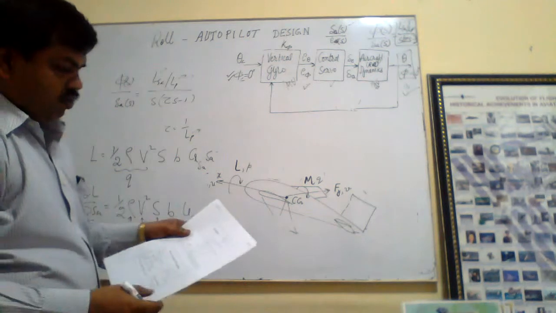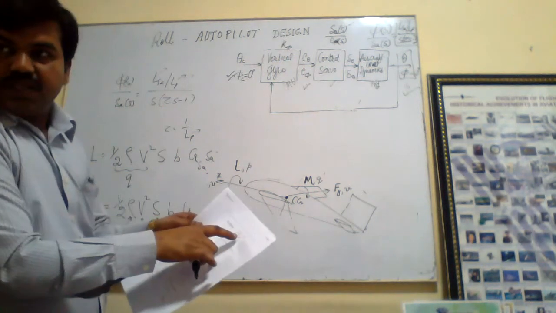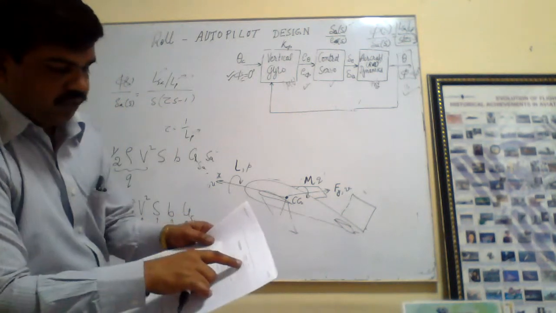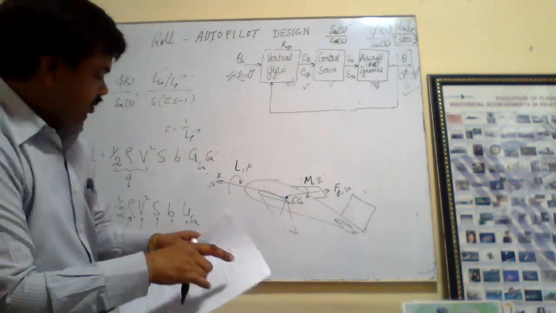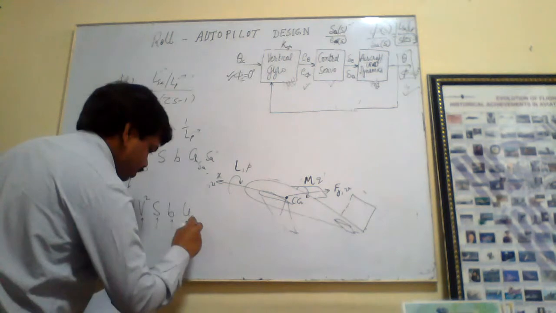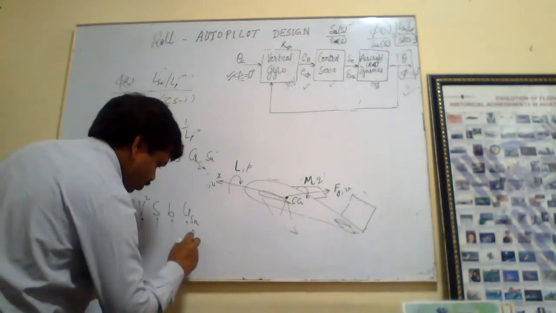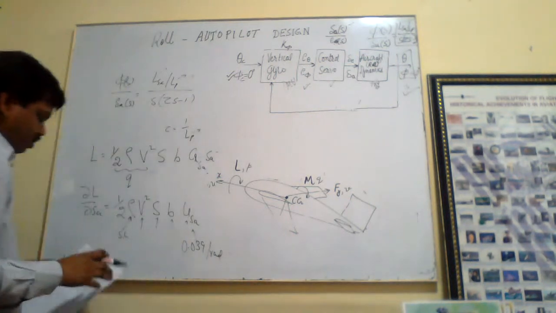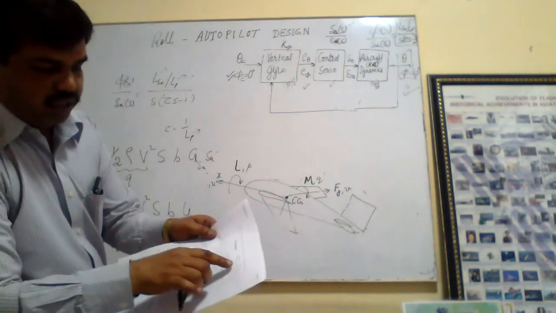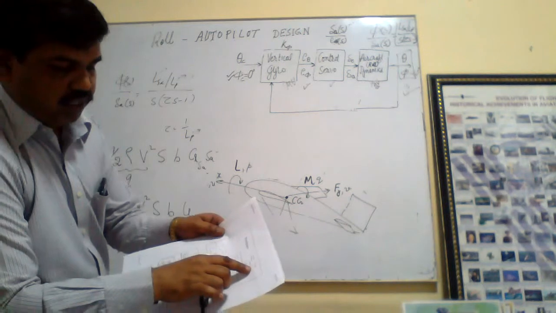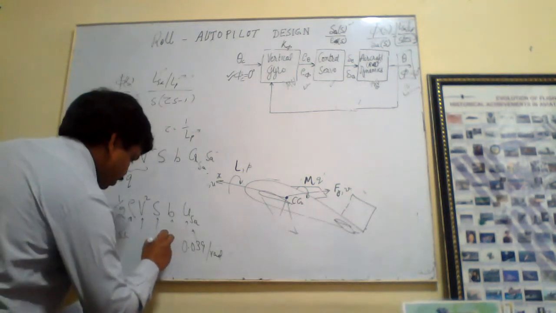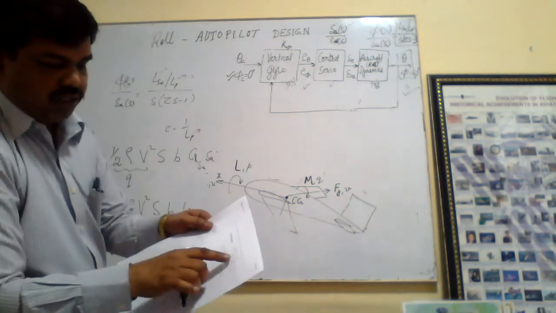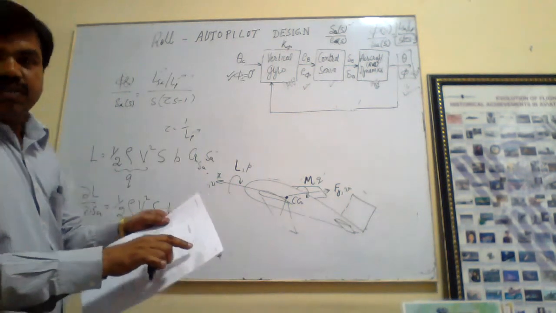Now you will have these values for the given aircraft. So I have C L del A given as 0.039 per radian. B is also given. B is 6.7 meters. S is given as 18 meters squared.